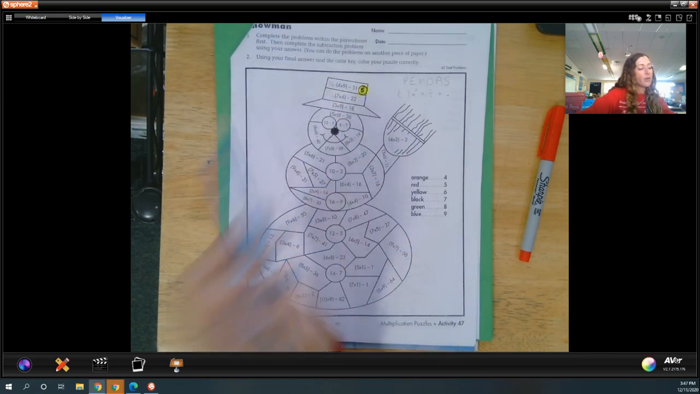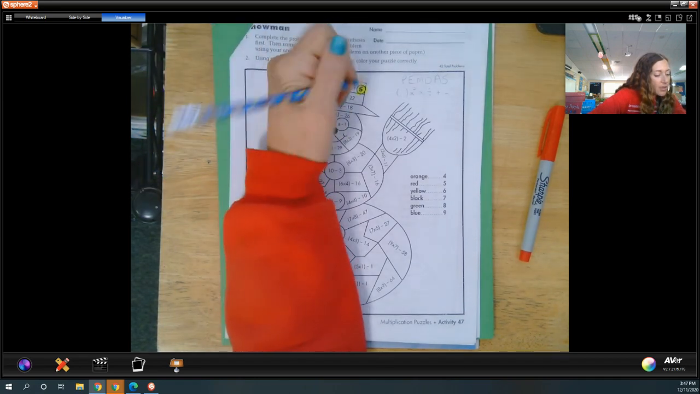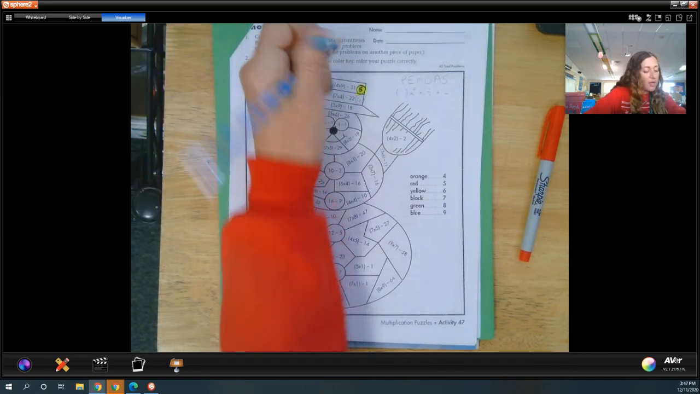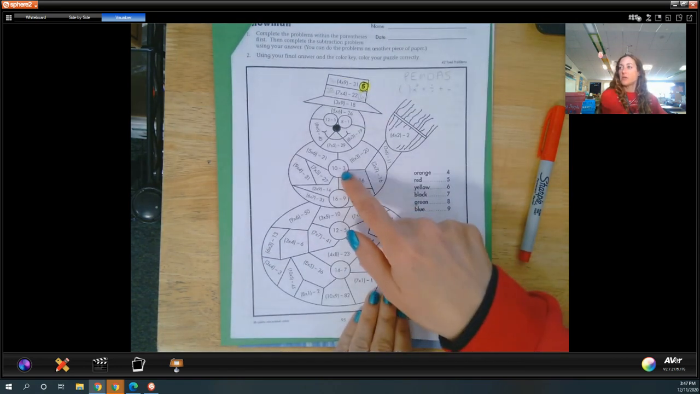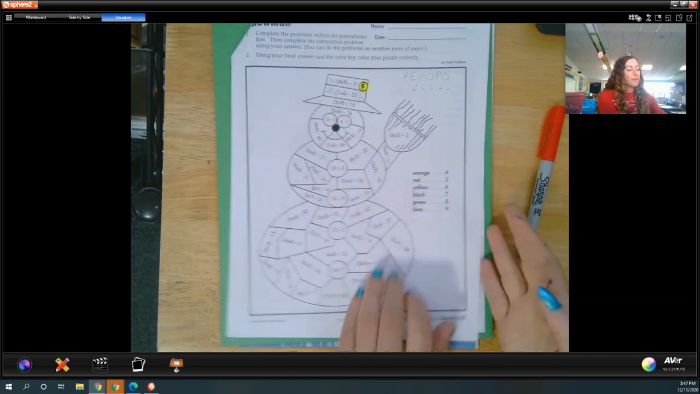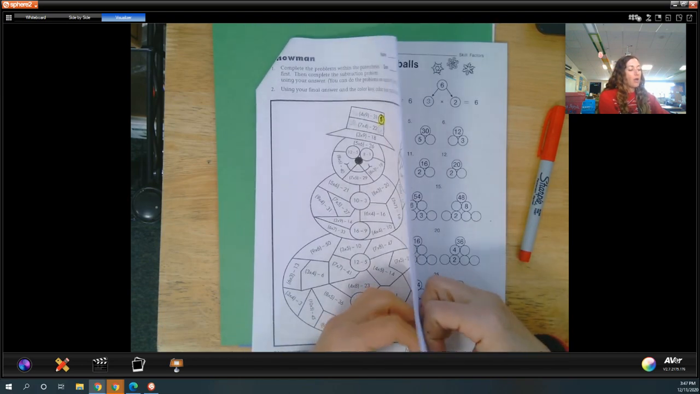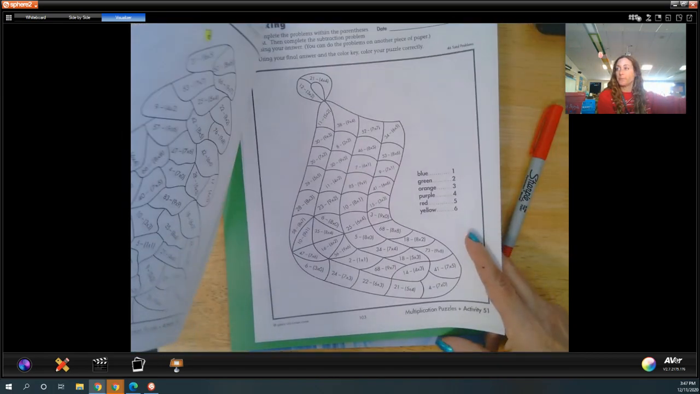7 times 4 is 28. 28 minus 22 is 6. So I'm going to color this in yellow. Okay. And the same directions. Ooh, that's easy. 10 minus 3. I don't even have to multiply on these. The same directions apply for your tree and your stocking.